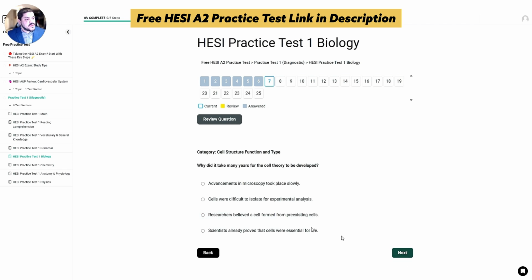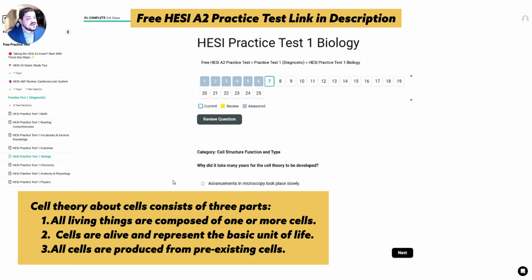All right. Well, look at that. I told you to keep your eyes on the categories, and we are in a new category, which is cell structure, function, and type. So let's keep going and keep in mind this new category. Why did it take many years for the cell theory to be developed? Advancements in microscopy took place slowly. Cells were difficult to isolate for experimental analysis. Researchers believed a cell formed from pre-existing cells. Scientists already proved the cells were essential for life.